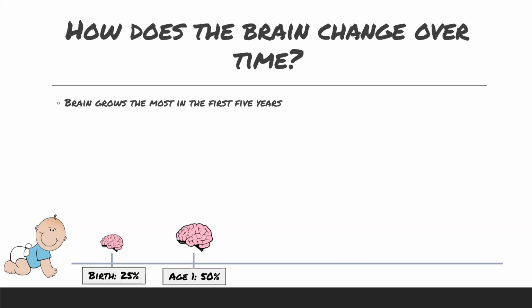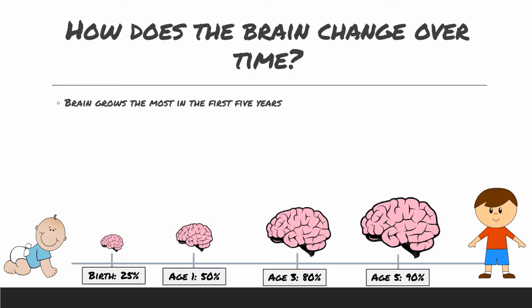The size doubles by the first year, reaches 80% by the third year, and 90%, almost its full size, by the fifth year. In addition to the overall brain size, scientists have also found that different regions of the brain grow at different rates too.